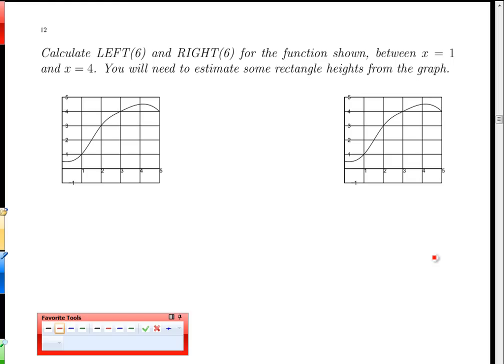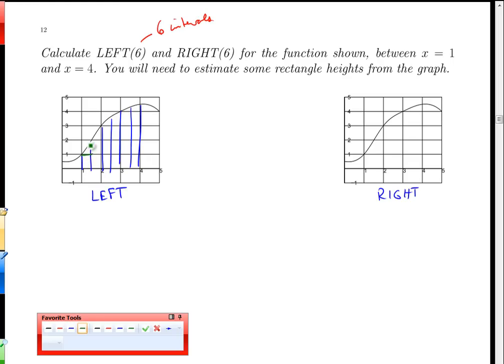And just to get some practice here, we're going to use 6 intervals. And that would mean on the interval from 1 to 4 here, that each of our intervals will be 0.5 wide. And we're going to do it with the left-hand rule, a left-hand sum, and we'll do it with the right-hand sum as well. Let's see what that looks like.